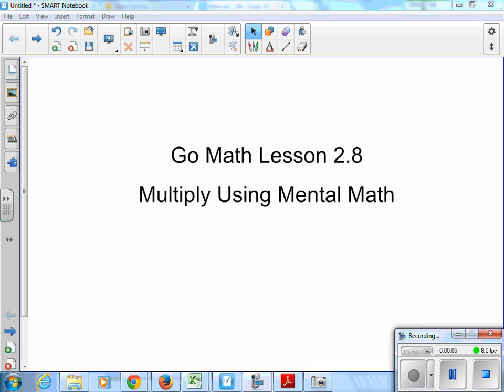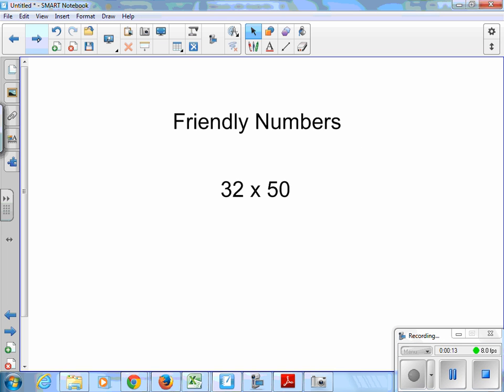We're gonna go over Go Math Lesson 2.8, which deals with multiplying using mental math. There are many strategies that they're talking about in this lesson. We're gonna talk about three of them. The first one is friendly numbers. And when you have friendly numbers, what they're talking about is two numbers that when you multiply them together, you get one of these numbers.